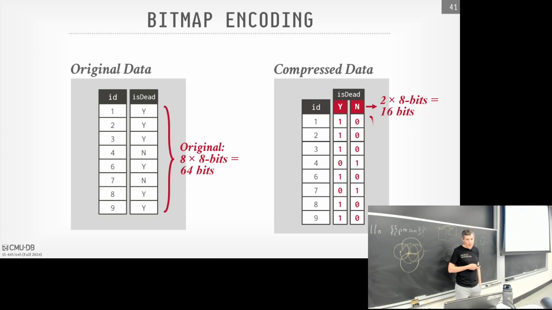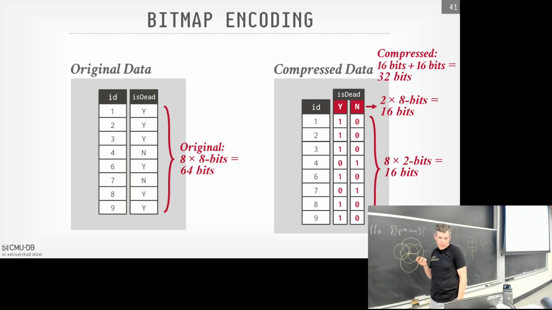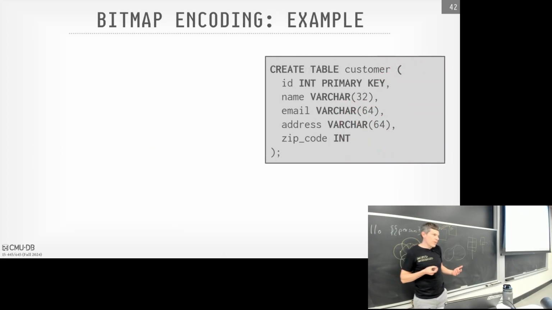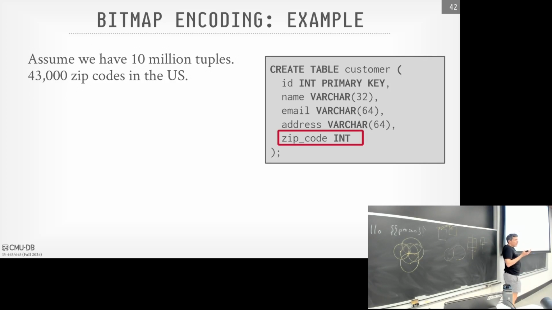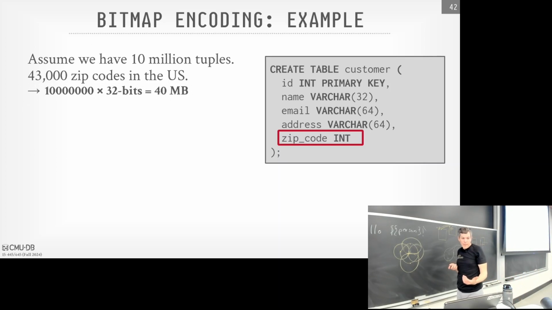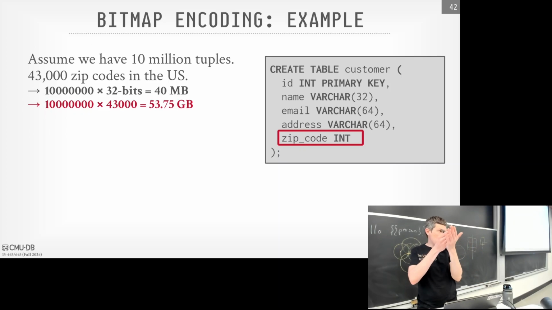When the cardinality is high, if I have a lot of values, then I have a lot of bitmaps, right? So if you look at a toy example, like I have a table of customers, and there's a zip code attribute. There's about 43,000 zip codes in the United States. So if I'm using bitmap encoding, I would have to have a separate bitmap for every single possible zip code. And if I have 10 million tuples, then those bitmaps are going to have 10 million bits in them.